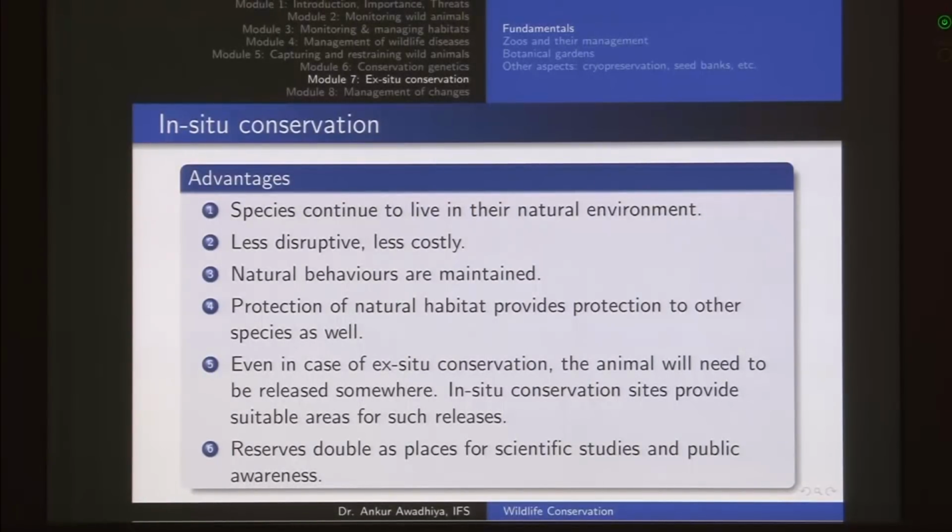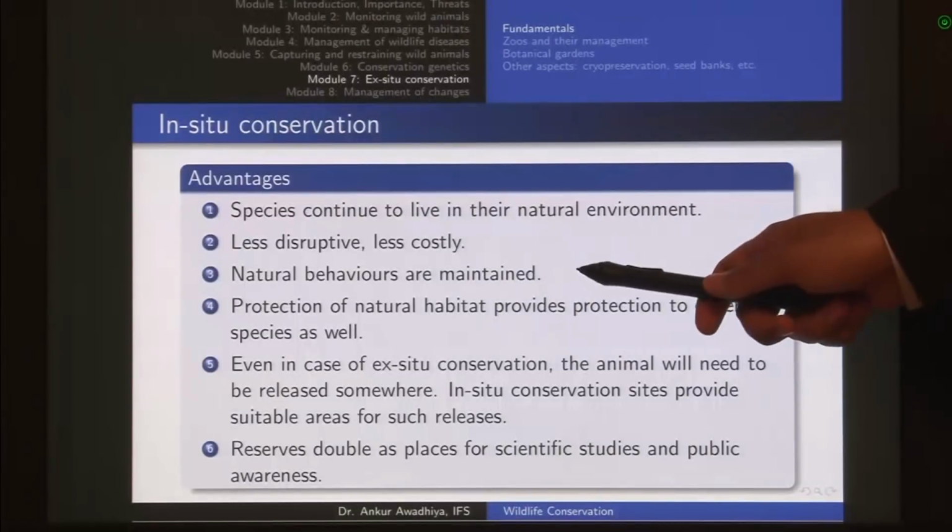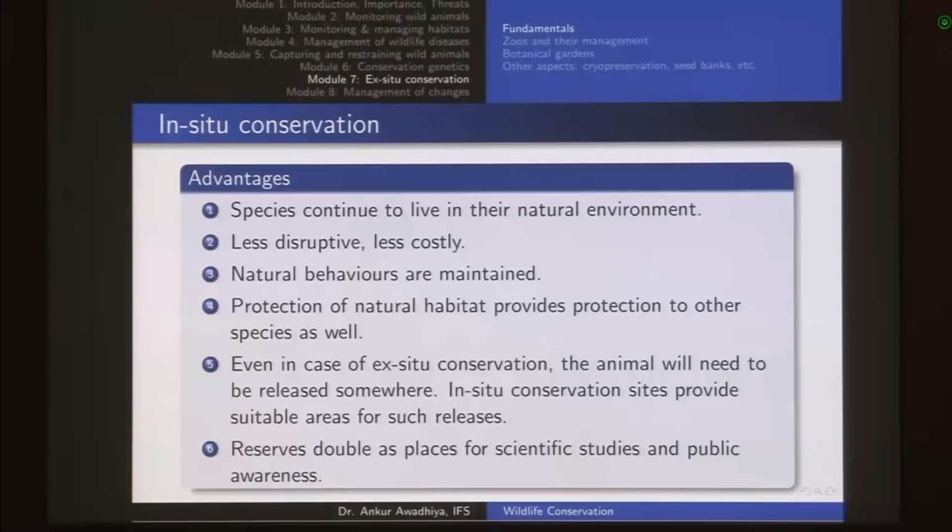Next, natural behaviors are maintained. So these natural behaviors that have been handed over through generations and through evolution, these are maintained because you are not tampering with the system a lot. Next, protection of natural habitat provides protection to other species as well. So for instance, when we talk about an ex-situ conservation facility for say rhinoceros, in that case we will be talking only about the conservation of rhinoceros. But if we are doing an in-situ conservation of rhinoceros, then a number of other species that live in the same habitat will also get protection at the same time. So protection of the natural habitat provides protection to other species as well.